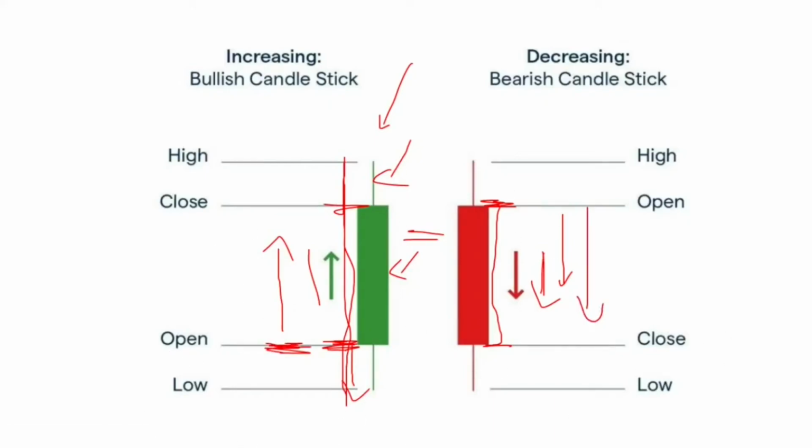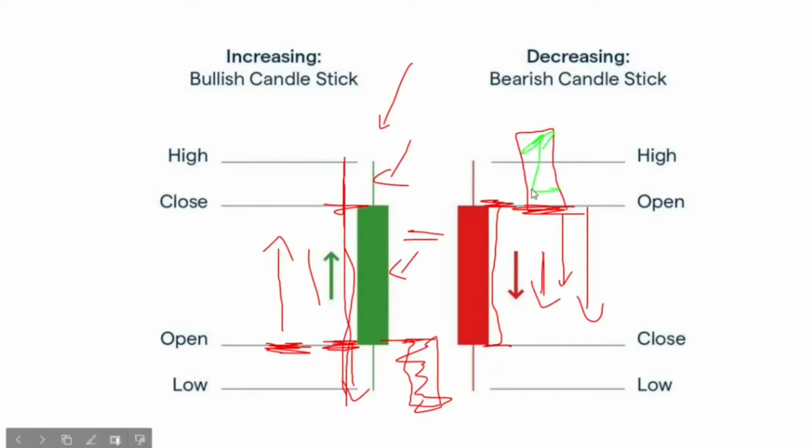For example, if the candle opens here and comes down and makes a close here, then it will become a red candle. Okay. So same in the case of this one also. If the price opens here and makes a movement to the upper side and closes here, then it will become a green candle. So this is how the candle will be formed.